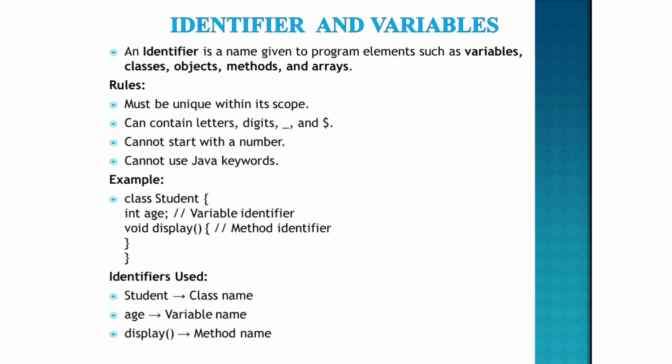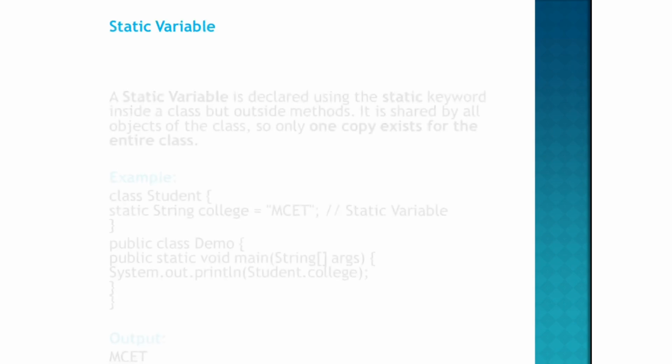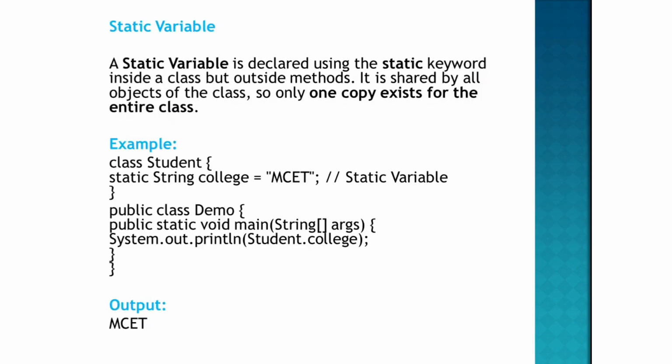Next one is the static variable. A static variable belongs to the class, not to individual objects. That means only one copy of the variable exists and it's shared by all the objects of the class. In this example, a variable college is declared as static and its value is MCEC. Instead of creating an object, we directly access it using Student.college. This saves memory because every object uses the same value instead of creating multiple copies. Static variables are commonly used for values that remain the same for all objects. Okay.